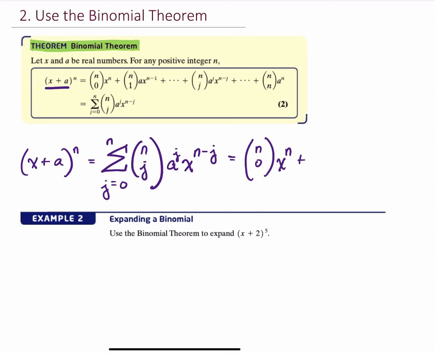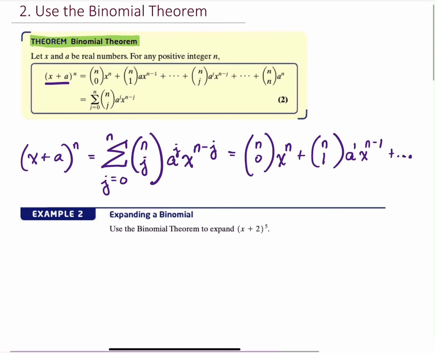Then our j will just increase until we get to n. So our next term would be n choose 1 times a to the first power times x to the n minus 1 power. And this will continue until we get to n. So it takes a little bit to get used to the pattern, but let's go through some examples to use the binomial theorem.